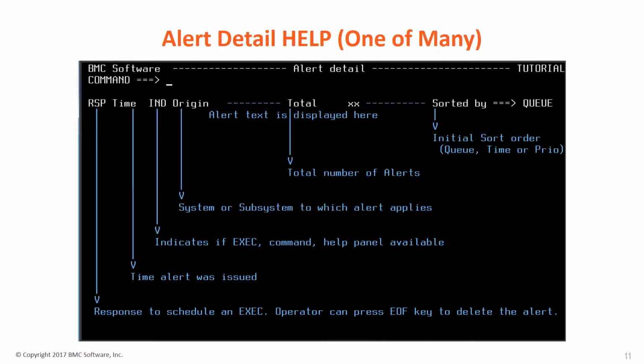If you use the PF1 key in the alert detail display, you'll get a help screen like this. And here it explains what the various fields are in a logical fashion, so it's easy to understand what exactly you're looking at.